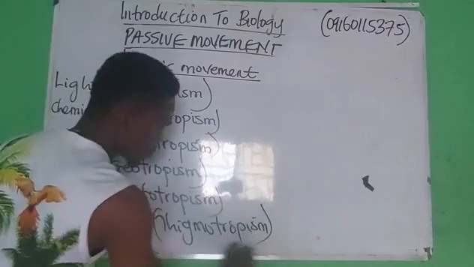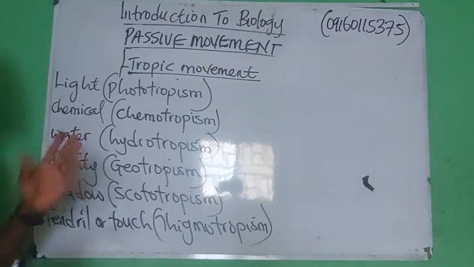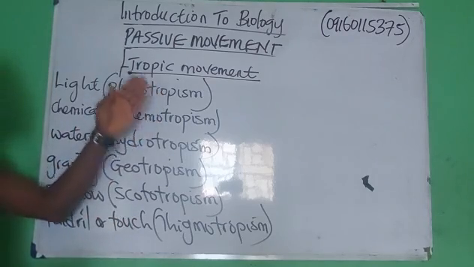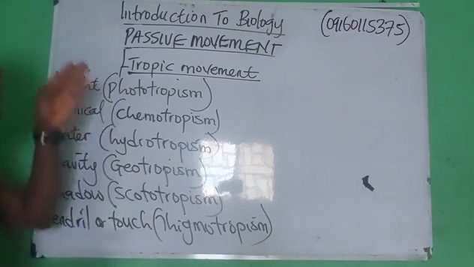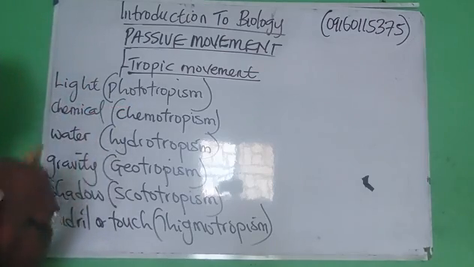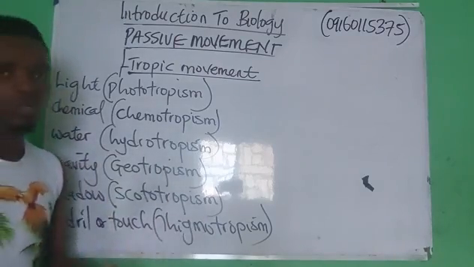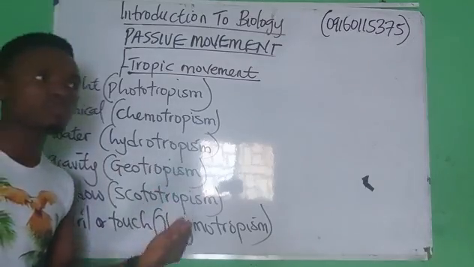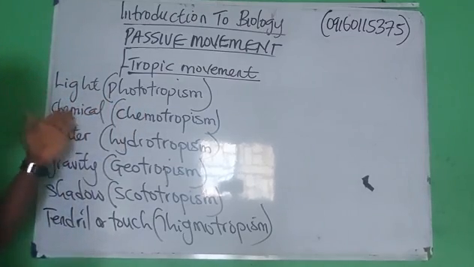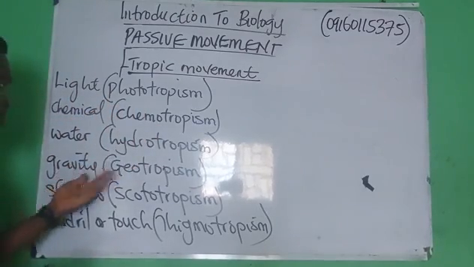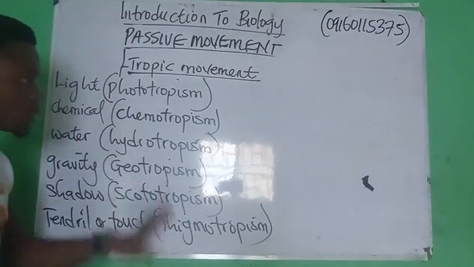So these are the various stimuli that the part of a plant responds to. I said tropic movement is a non-directional type of movement in which a part of a plant moves in response to a given stimulus. It could be positive or negative. It is positive when the organism moves towards the stimulus, and negative when it moves away from the stimulus. When it responds to light, it's photo; chemical, chemo; water, hydro; gravity, geo; shadow, scoto; tendril, thigmo. Please take note of this.